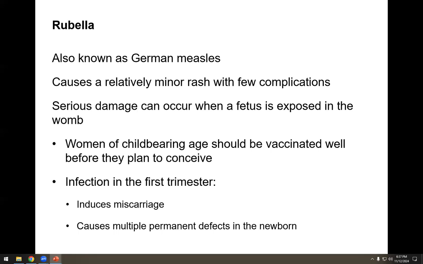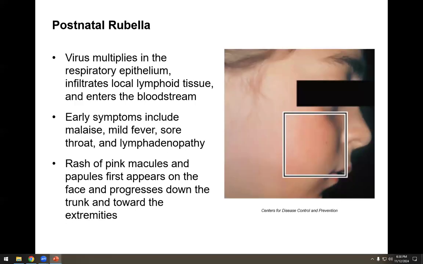This is an issue more in pregnant women than it is in actual adults or even kids that much. Kids that get this will get a disease, you'll be sick. That's pretty much it. But women who are pregnant in their first trimester can have miscarriage or permanent defects of the newborn. It's actually very common if you do get this infection to have those effects if you're pregnant. So that's why they push it so much and have it included in the vaccine that most people are going to be getting. Postnatal rubella, this is if you get rubella after you're born, and it's just pretty tame.